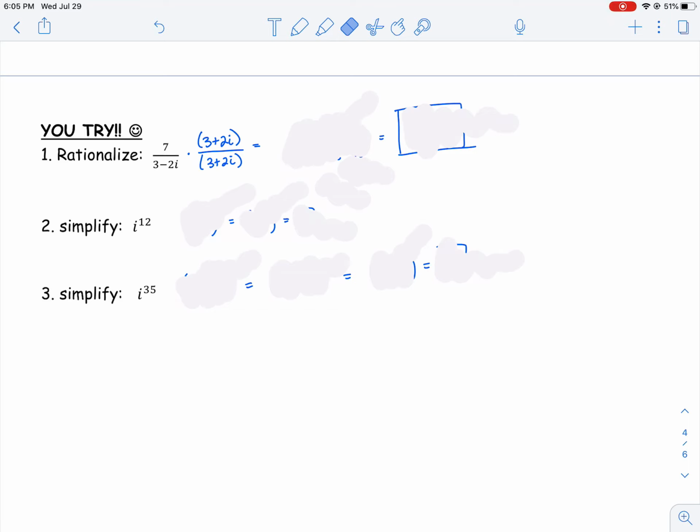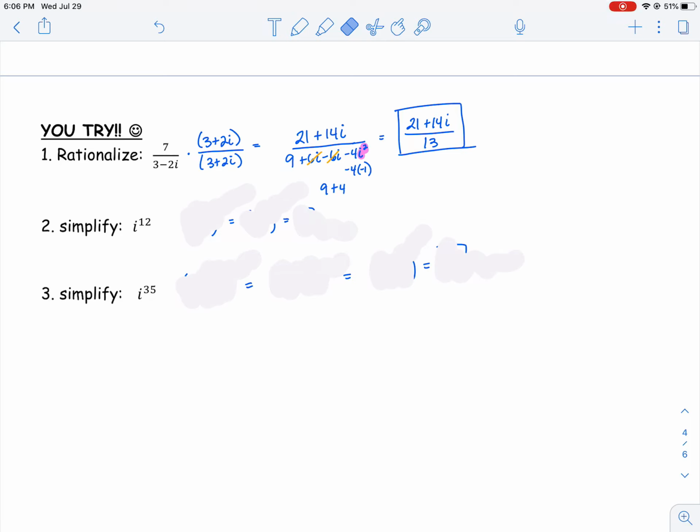After foiling through and distributing through the 7, I distributed the 7 to the top and I got 21 plus 14i. When I foiled the bottom, I got 9 plus 6i minus 6i minus 4i squared. The 2 middle terms canceled, and I also noticed that I have an i squared. I know that i squared is the same thing as -1, so I really have on the denominator 9 plus 4, or I can say 13. So I have 21 plus 14i all over 13. Not all 3 terms have a common factor, so I can't reduce it. That's my final answer. Did you get the same thing?